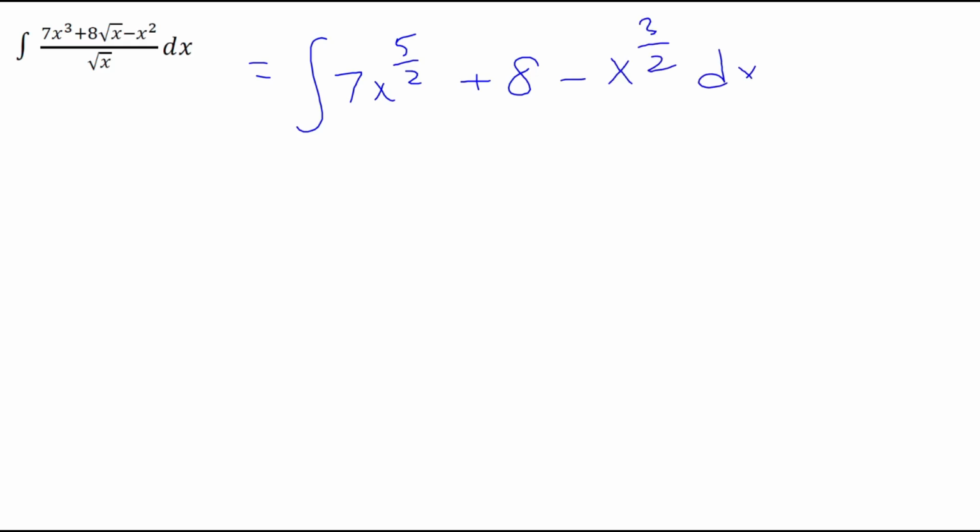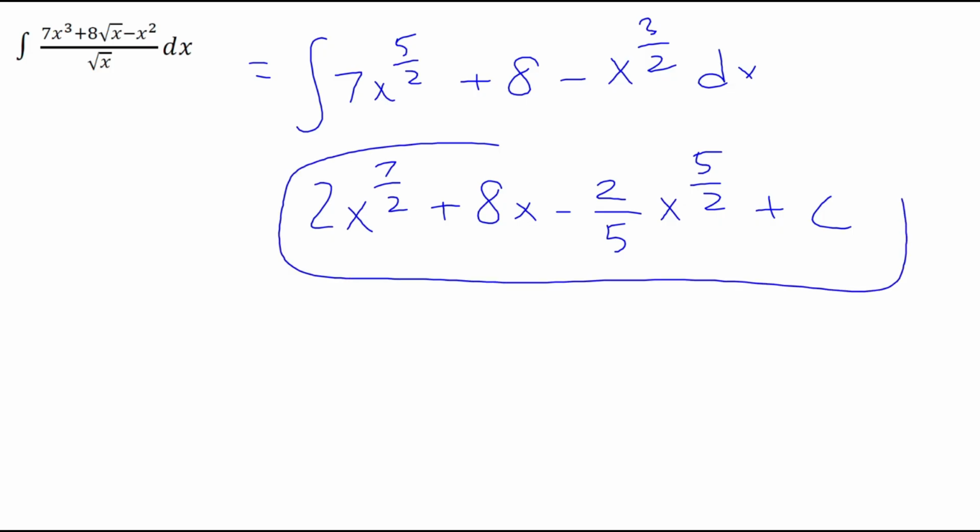And now we'll just integrate all of those using the power rule. This goes up to x to the 7/2, and we'll divide by 7/2 or multiply by 2/7. Well, 7 times 2/7 is just 2, so that's 2x to the 7/2. The 8 just becomes plus 8x, and our minus x to the 3/2 will go up to the 5/2 and divide by 5/2, so multiply by 2/5, minus 2/5 x to the 5/2, and of course, don't forget your constant.